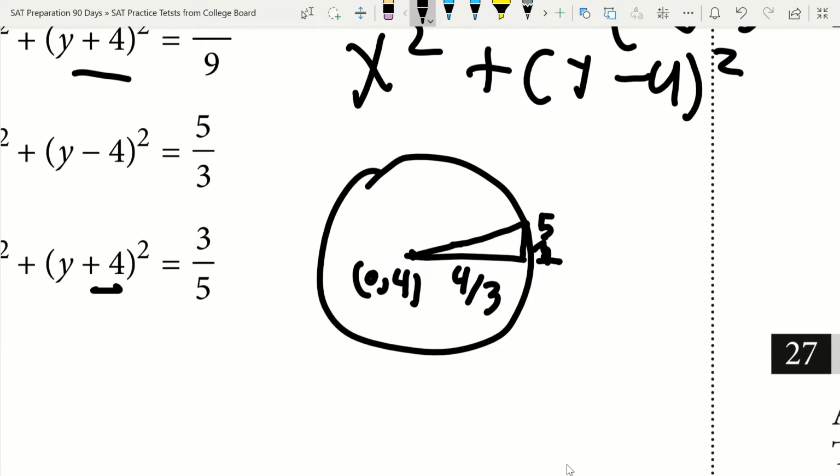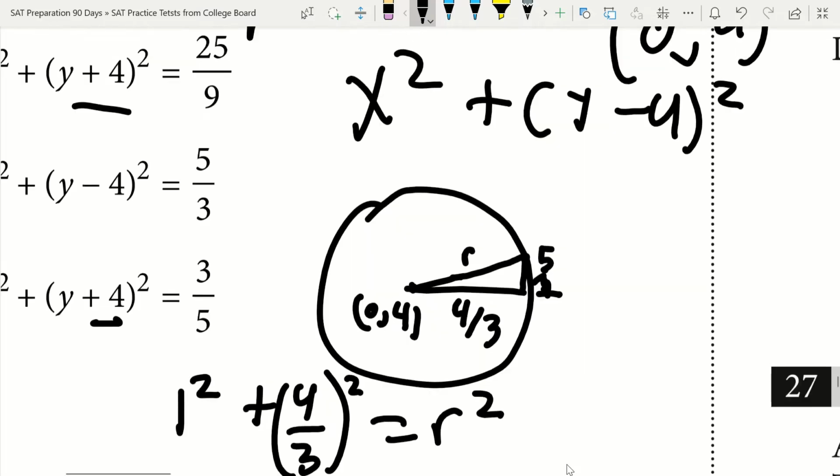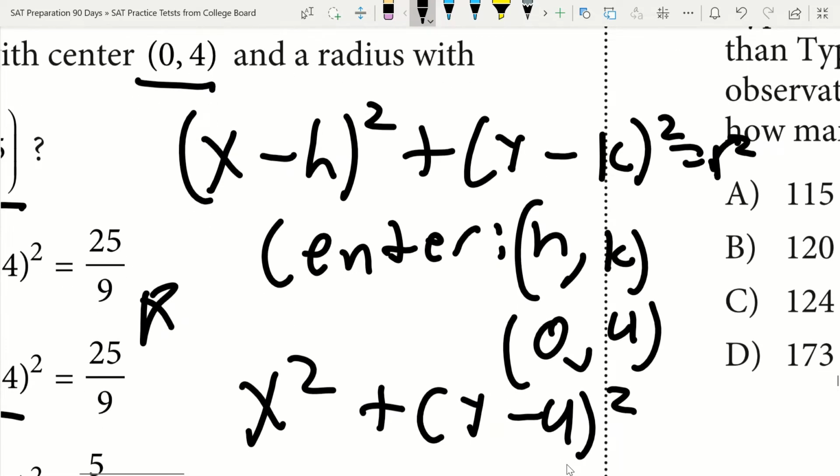Now in order to solve for this hypotenuse, which is going to be our radius, we have to square that 1, so 1 squared, then add (4/3) squared, and that's going to give us our radius squared. Keep in mind, we don't actually have to solve for our radius. We only need our radius squared, because if we look up here, that's what we have in our circle equation.